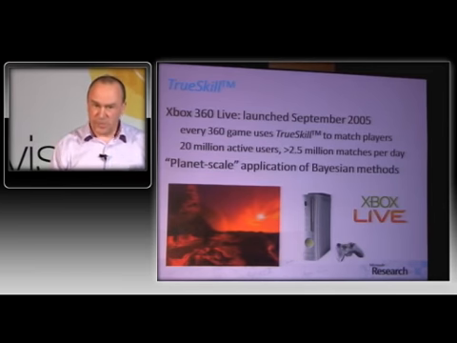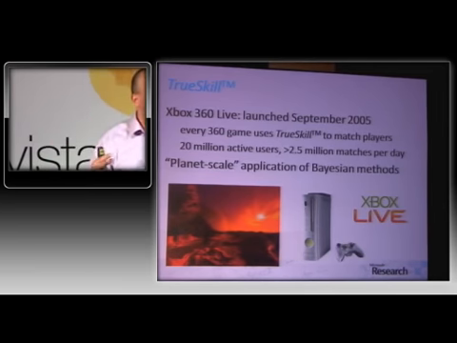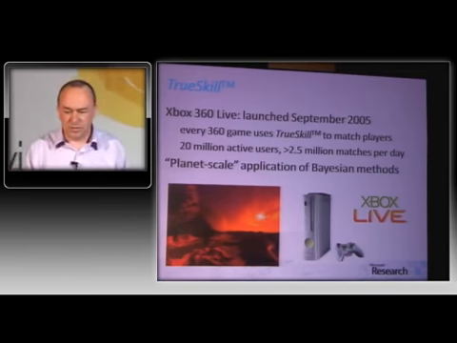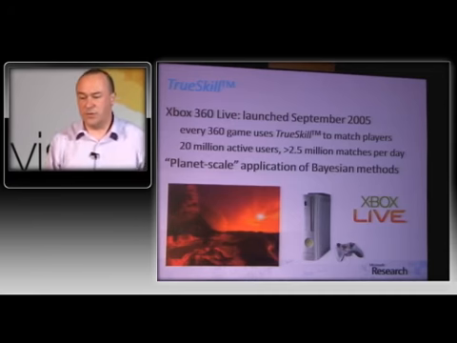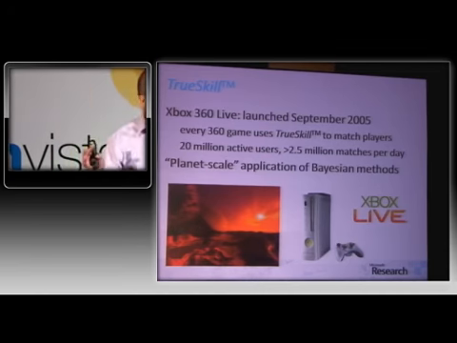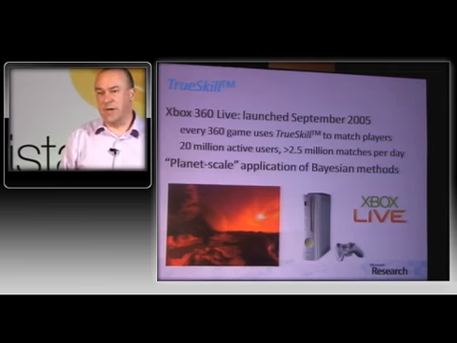Now, the original Xbox games console, the online service used ELO up until the launch of the Xbox 360. When Xbox 360 was launched, the online service was switched over to this Bayesian ranking system, which we call TrueSkill. And that was launched in September 2005 and is used for ranking for all Xbox 360 Live games.